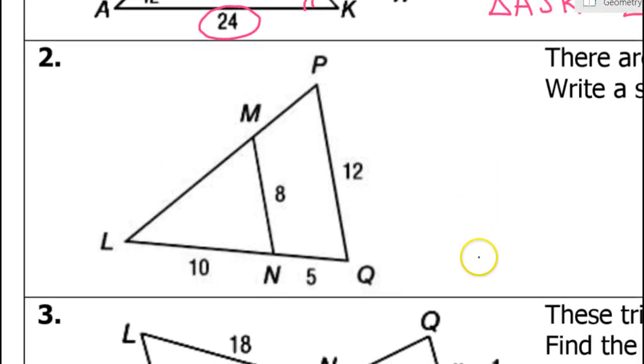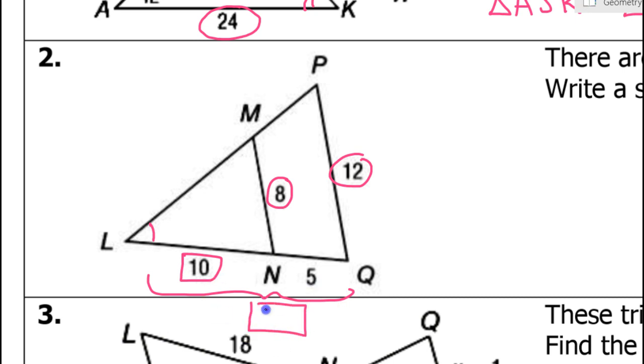All right, let's go again for number 2. So these triangles are similar. So if these triangles are similar, of course, angle L is going to be congruent for both triangles. Now, it looks like this side and this side are corresponding, and it looks like this side and this side, all right, the big triangle, will be corresponding. Of course, the big side would be 15.